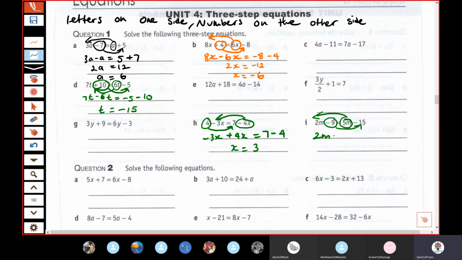2m, and then minus what? Minus 5m. Minus 5m equals negative 15 plus 9. Too good. That becomes negative 3. Minus 15 plus 9 should be negative 6. And then m equals 2.